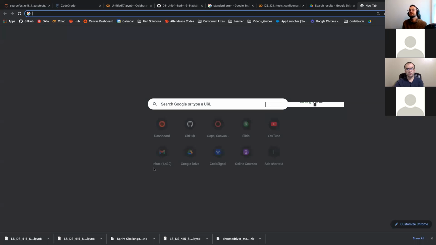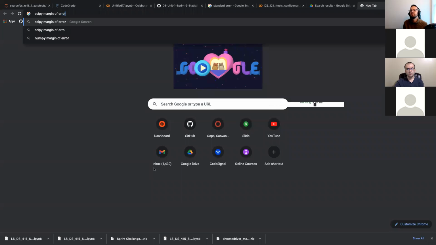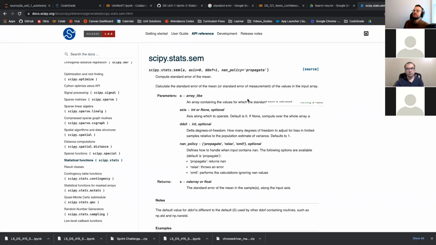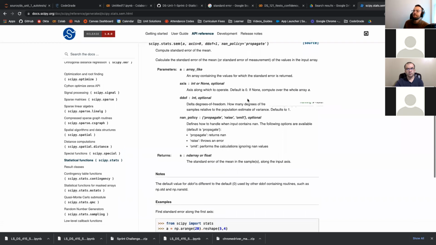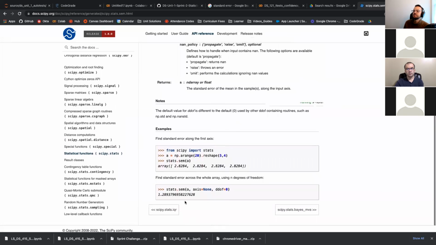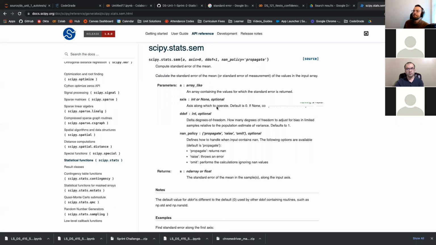But if you're looking for SciPy margin of error, let me quickly check. That's still standard error. Yeah, that's still just true. It returns a standard error here.